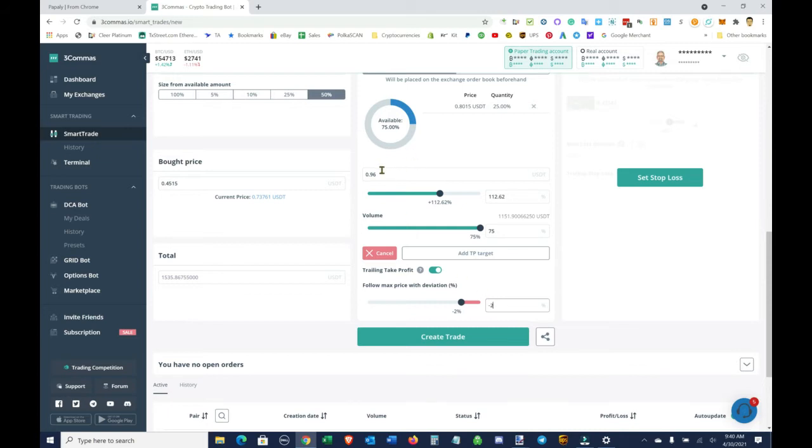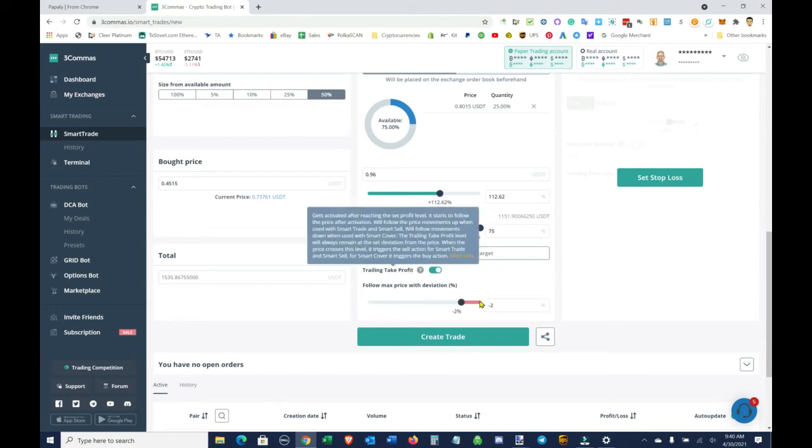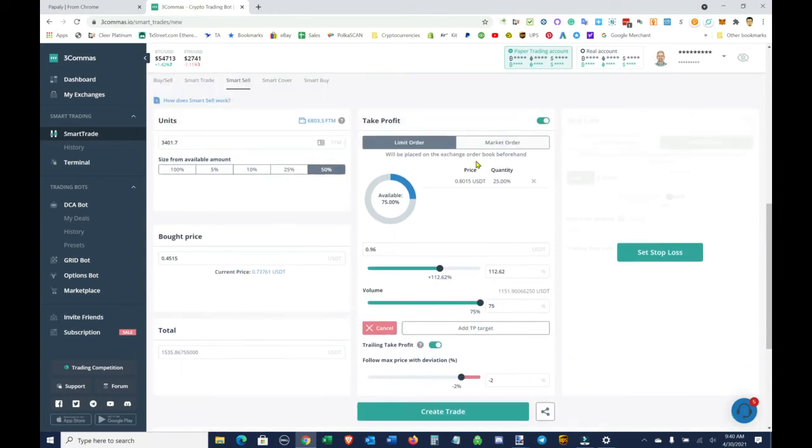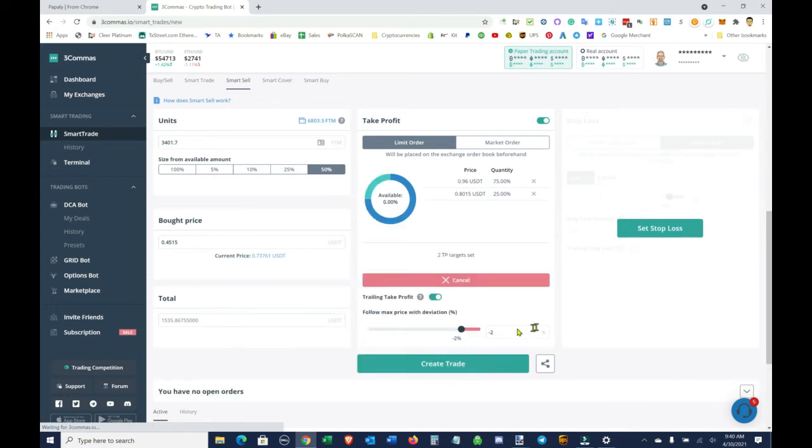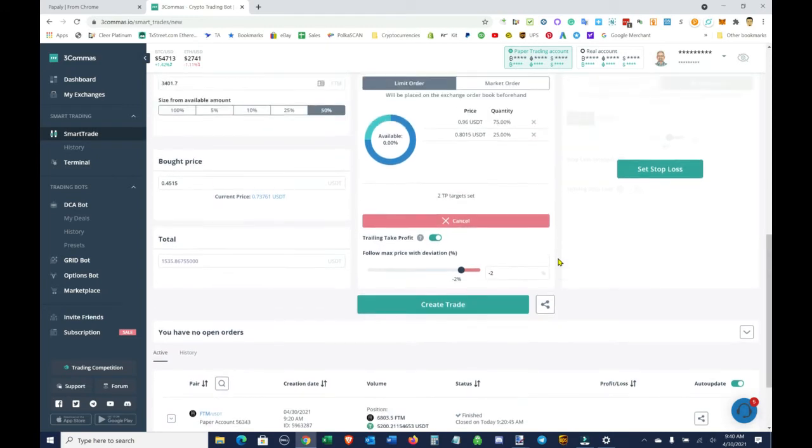But in reality, if you didn't have that take profit, then you could end up getting something lower than this 96 cents on the final trade. Now, the trailing take profit only works on this last trade. So it doesn't work on the first one. It only works on the very last trade. All right.